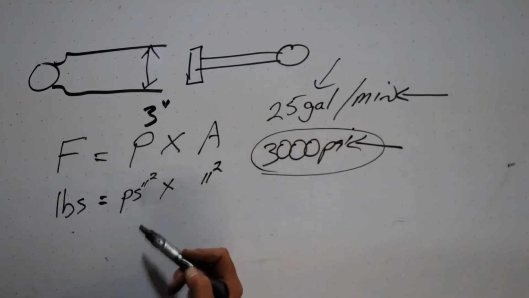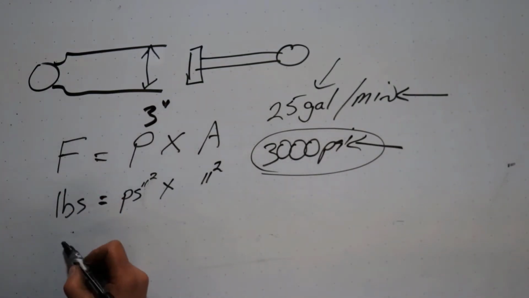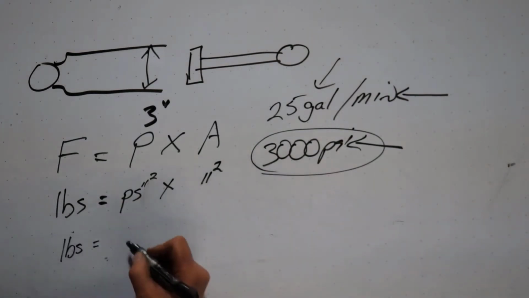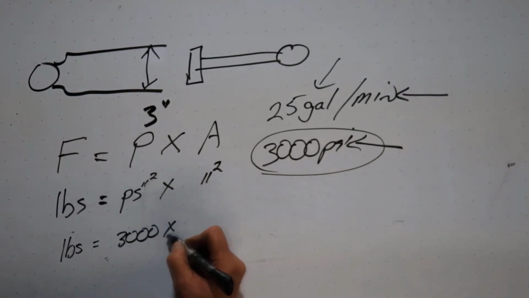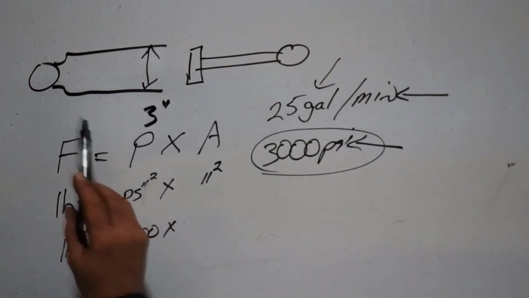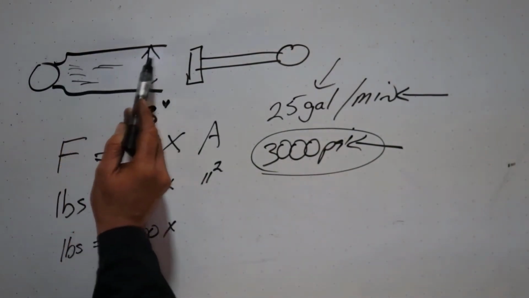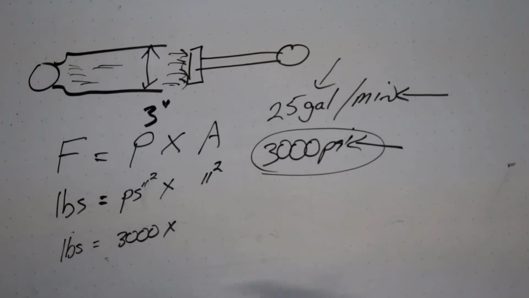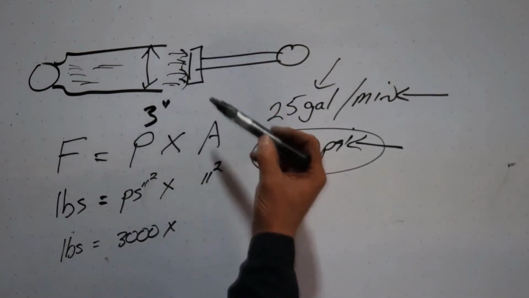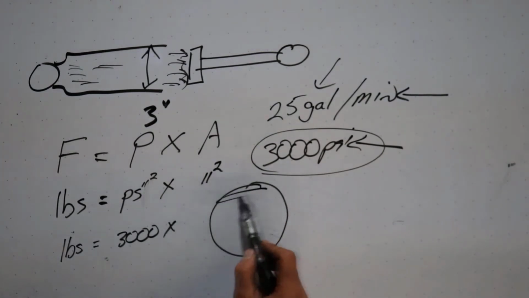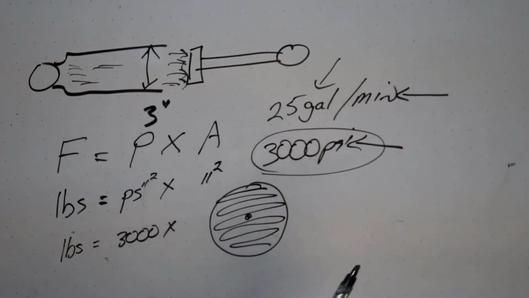So let's put this number into our equation. We need to know how much force this cylinder is going to put out. So we need to know how many pounds of force equals psi, 3,000, times inches squared. Now, the area. If I put 3,000 psi in this cylinder, it's going to push on the piston, pushing it out. So that's going to be the area I need to figure out. The piston is round, and there's the center of it. So I need to figure out how much area this is. So let's do that.